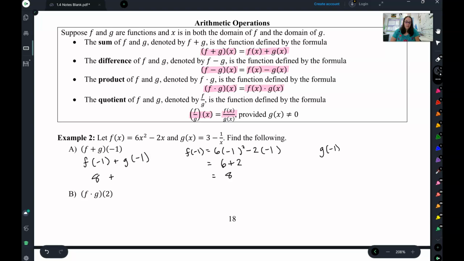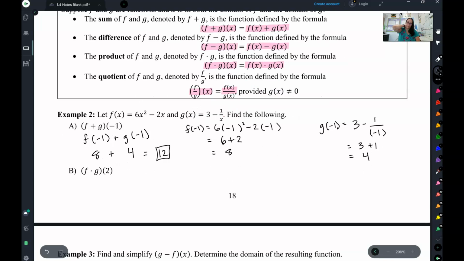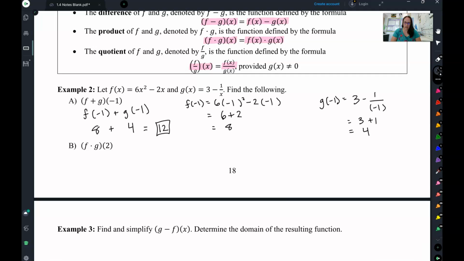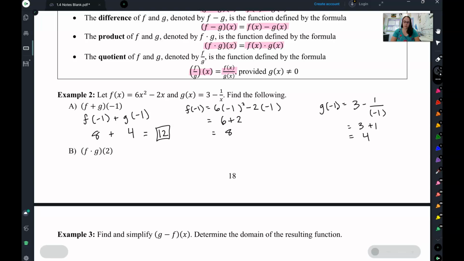And now I find g of -1. So that is my big fat parentheses anywhere I have an x. Plug in -1. So I get 3 minus 1 over -1, which would be 3 plus 1, or 4. Plug that in for g of -1, and I get 8 plus 4 is 12. So, there we go. With that basic understanding, I would like you to pause the video and try 2b.